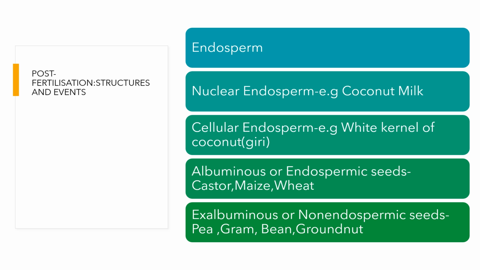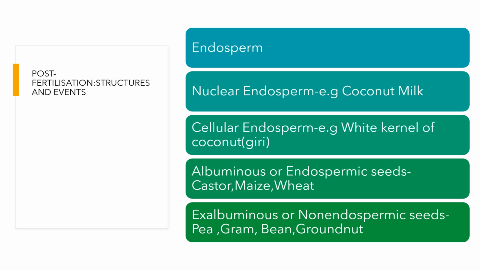A central vacuole appears in the central cell and pushes the cytoplasm containing the nuclei to the periphery. A common example is coconut milk. In coconut milk, we have a large number of nuclei, but no cytokinesis takes place. Coconut milk has very high nutritive value with many minerals, and it's isotonic to our body. Next is cellular endosperm.